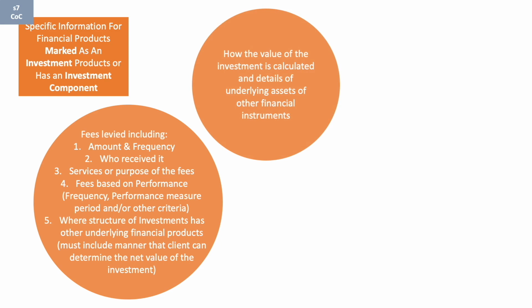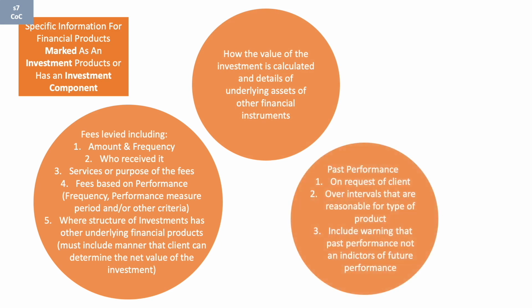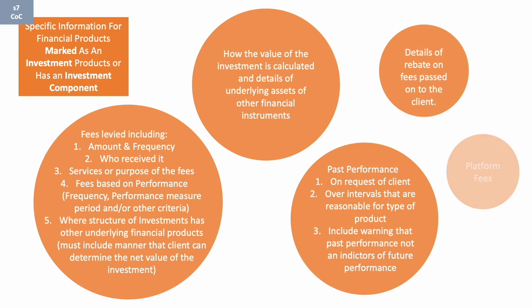Next, we need to disclose how the value of the investment is calculated and the details of the underlying or other financial instruments. We need to disclose the details on the past performance of the investment as well. 1. On request of client. 2. Over intervals that are reasonable for type of product. And 3. Include a warning that past performance is not an indicator of future performance. We also need to disclose the details of any rebate on fees passed on to the client. Lastly, any platform fees that are being charged to the client.